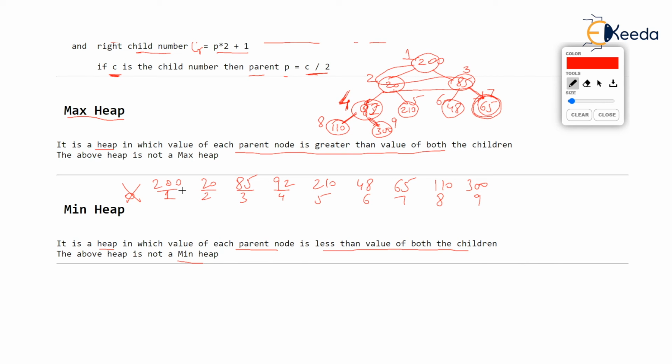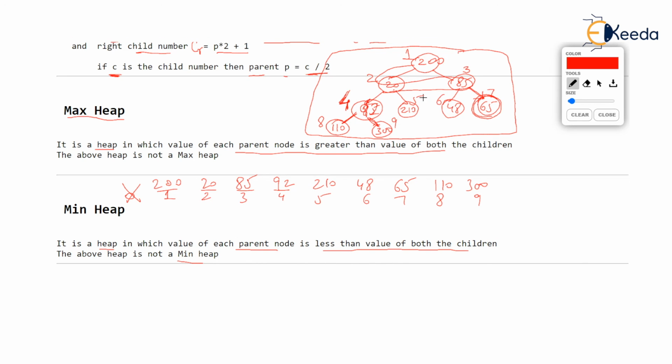Now, is this a max heap? The heap that I have drawn, is this a max heap? No, it can't be. Every parent must be greater than its children, isn't it? Although the very first parent, 200, is greater than both the children, 20 and 85, the second node spoils the show. 20 is the parent of 92 and 210. How come? For max heap, every parent must be greater than both the children. So the rule of max heap is not obeyed by the second parent. Hence, the entire heap will not be termed a max heap.